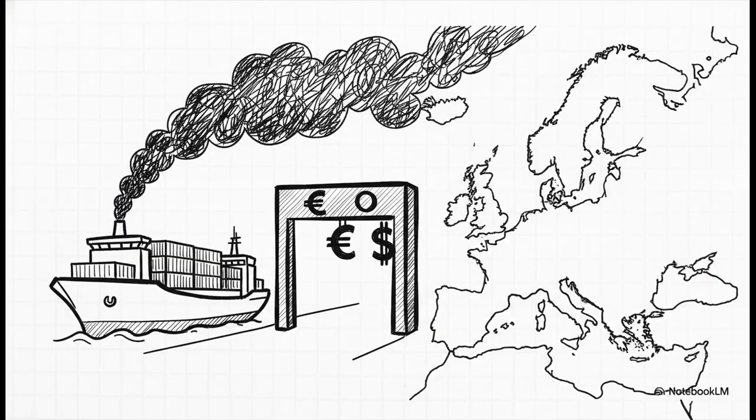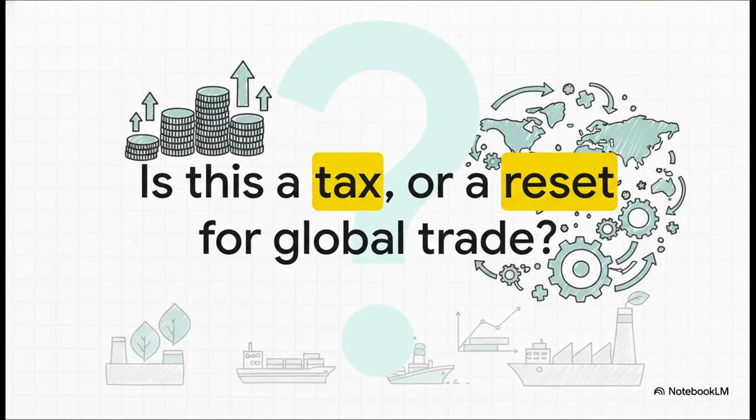Today we're diving into something called CBAM, the EU's new Carbon Border Adjustment Mechanism. So, the European Union has this new climate policy. And at first glance, it seems pretty simple, right? It's basically a tax on the carbon emissions of stuff being imported into the EU. But what if it's not just another environmental rule? What if this is actually a massive reset button for global trade, something that could change, well, pretty much everything about how the world economy works?